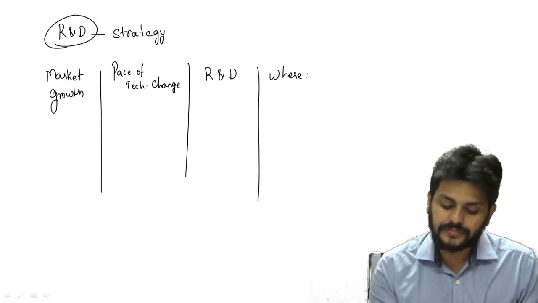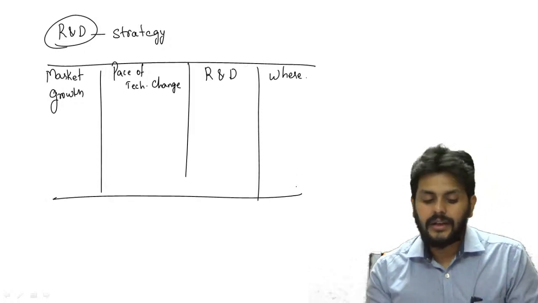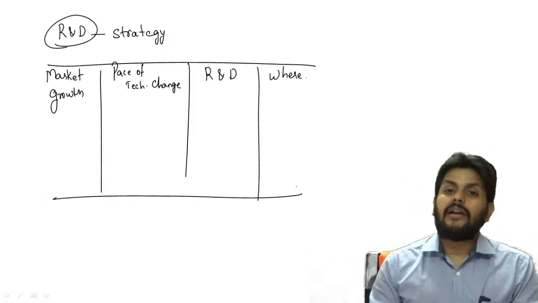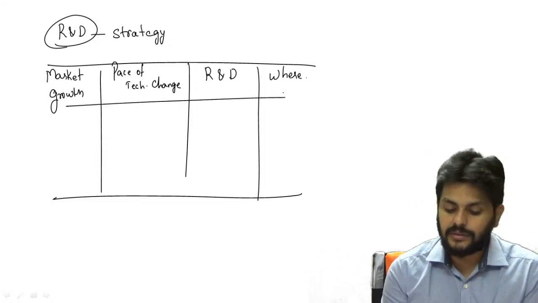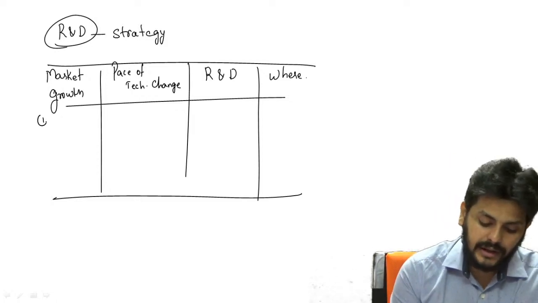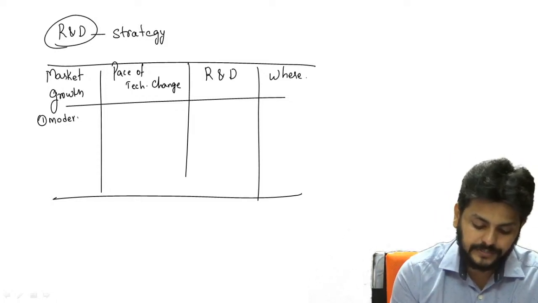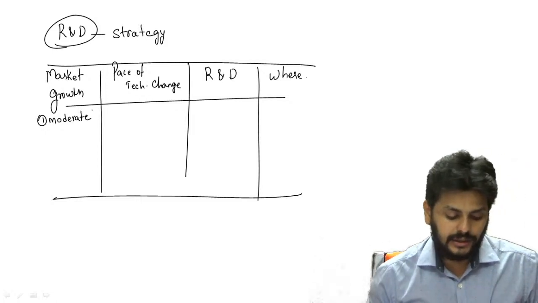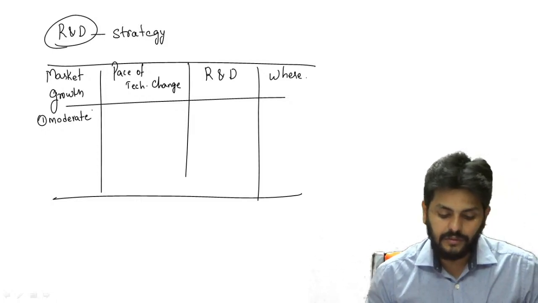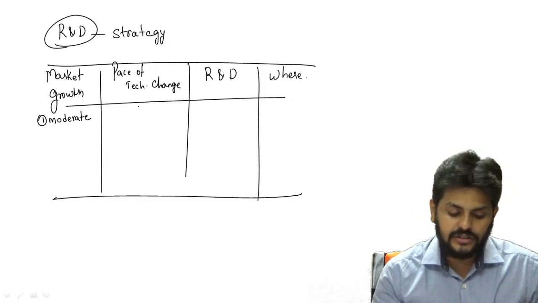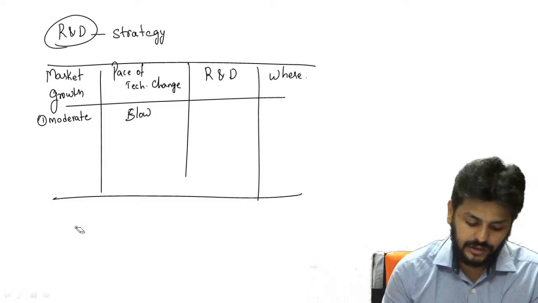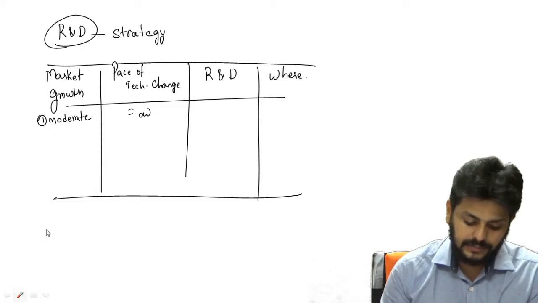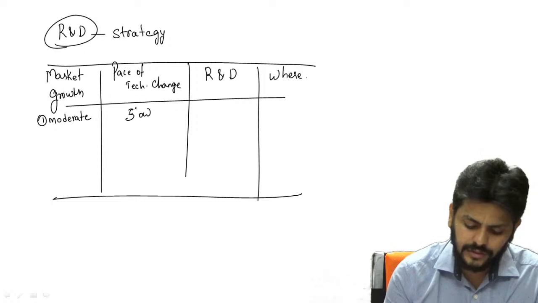This is an important thing to understand. If the answer to this is yes, we are doing R&D, then I will tell you what are the 3 strategies involved in doing the R&D. Now catch this one. Market growth. The first combination is a moderate market growth rate, whereas the pace of technological change is absolutely slow. Okay, you have technological change going on here, but technological change is slow.